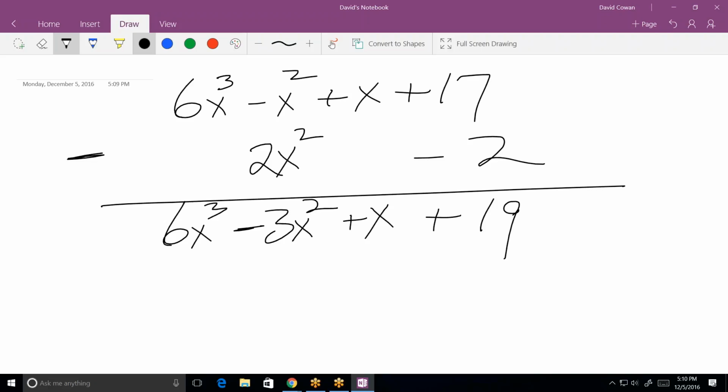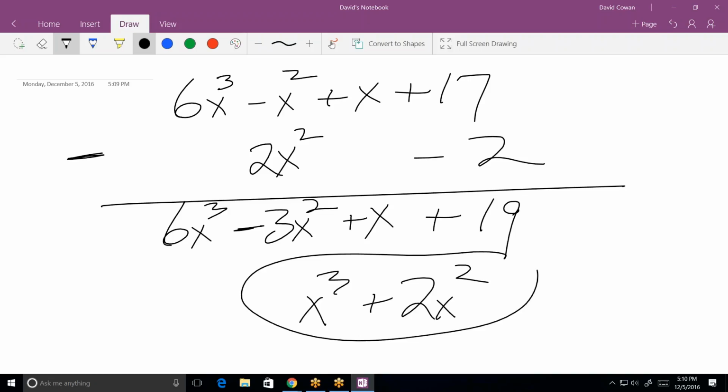Okay, subtracting and adding polynomials is really a piece of cake. You just have to make sure that you only add and subtract like terms. In other words, there's no adding x cubed to x squared. You can't do that. Yeah, I can multiply them, but I can't add them.